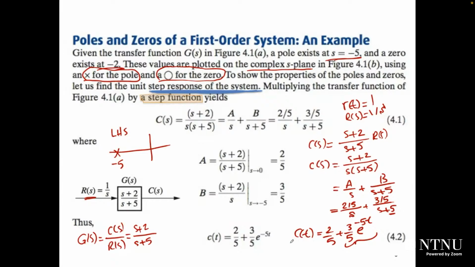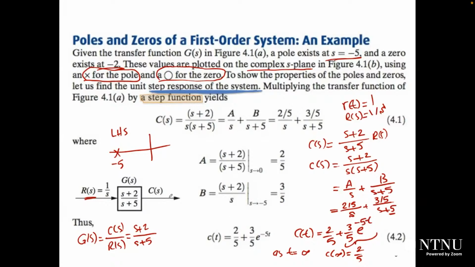So if you substitute t equal infinity, c(t), or c(infinity), will be what? It will be only 2 divided by 5 because that part will be 0, right? So it will be 2 divided by 5. This is the forced component. So now we can get the response, and you can go to MATLAB or Python code and try to plot your response. And as you can see here, we have only the exponential part.